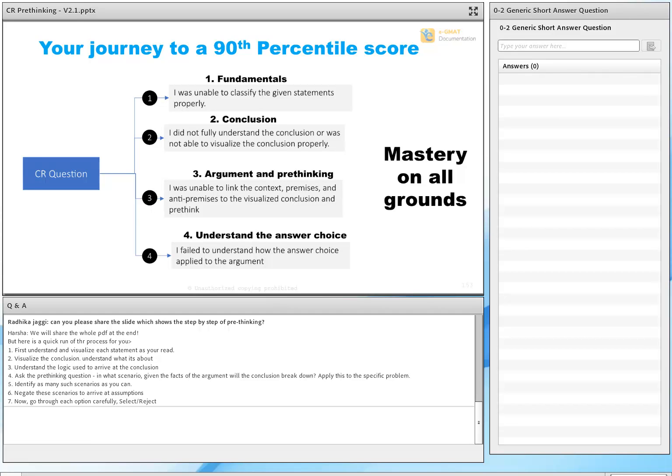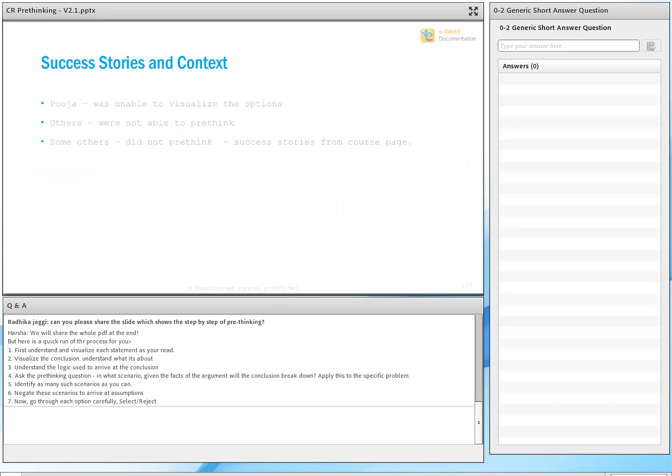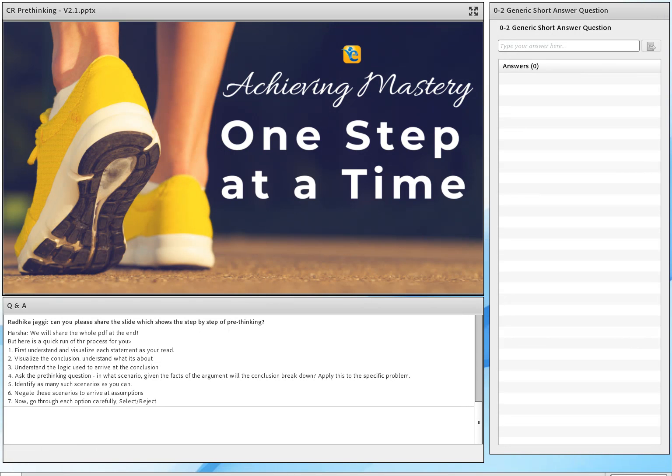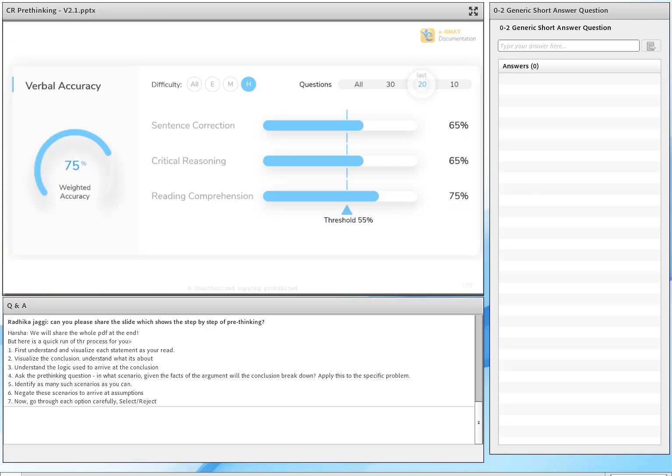And when you try and build all 4 of them together, you don't achieve mastery. You don't achieve mastery, you'll still have answer choices that will trick you. You'll still end up, as questions become more difficult, choosing the incorrect answer choice. Okay. So how do you do this one step at a time?